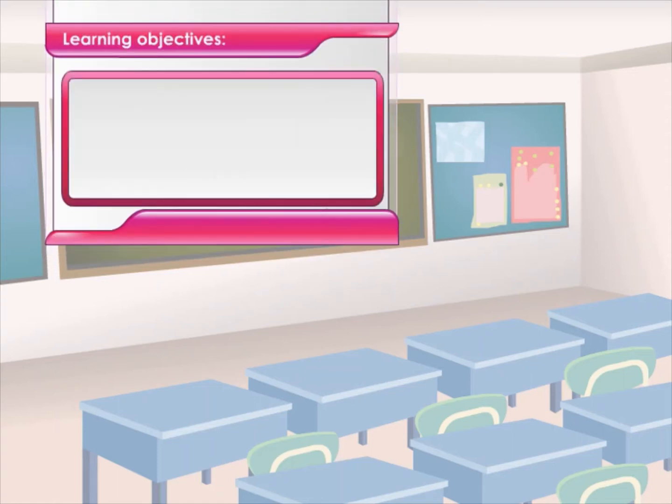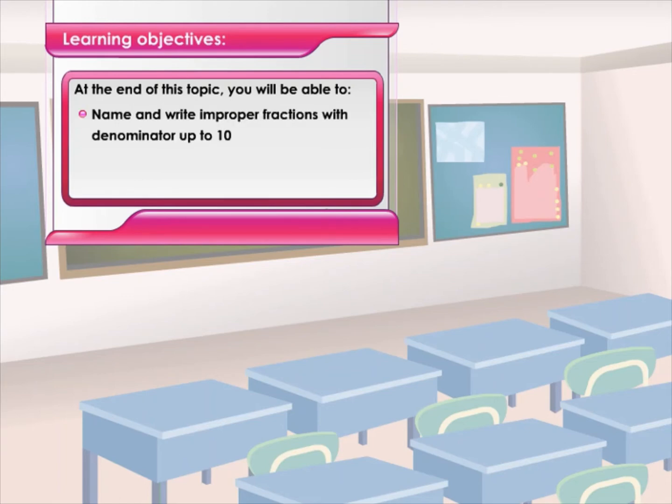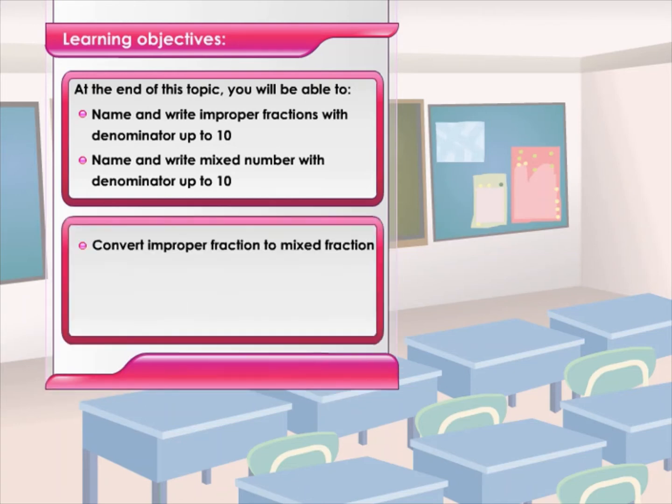Learning objectives. At the end of this topic, you will be able to name and write improper fractions with denominators up to 10. Name and write mixed numbers with denominators up to 10. Convert improper fraction to mixed fraction. Convert mixed fraction to improper fraction.